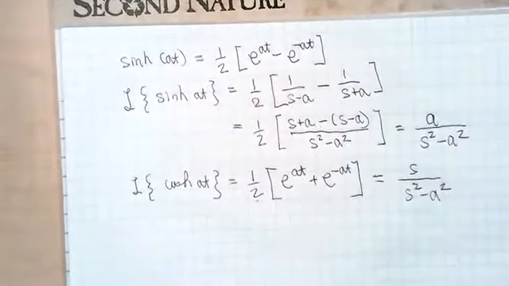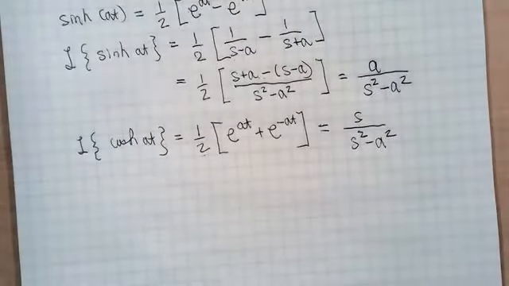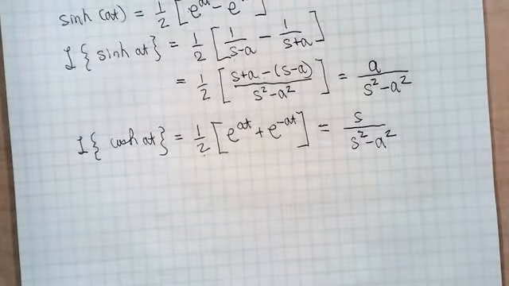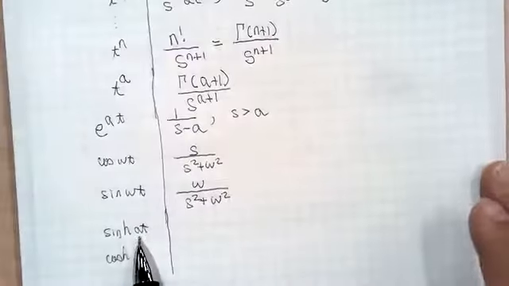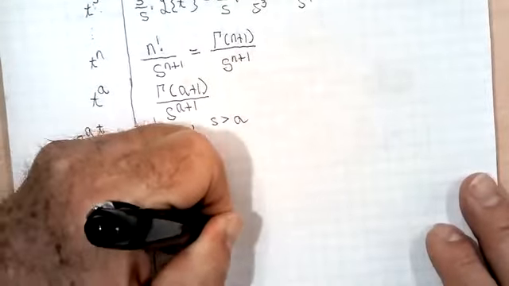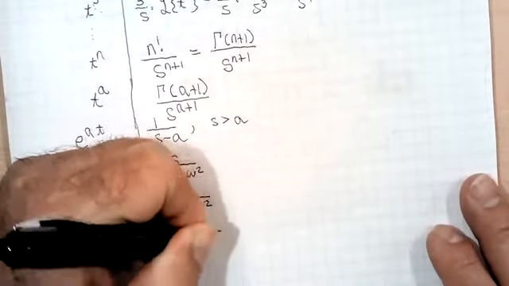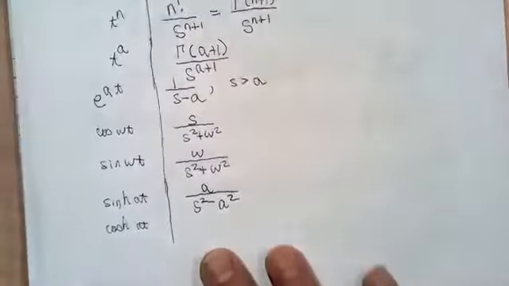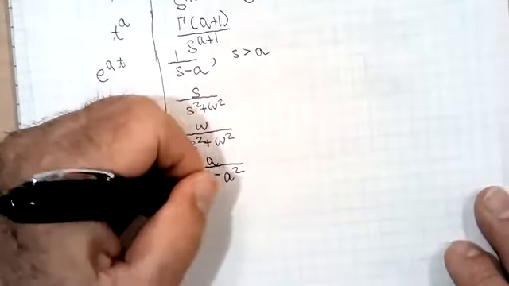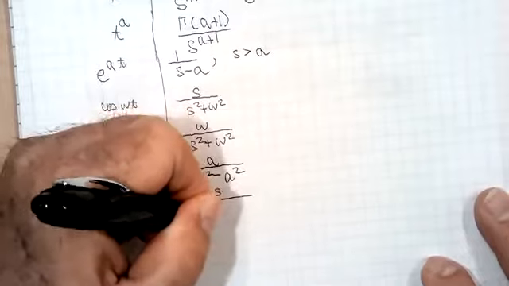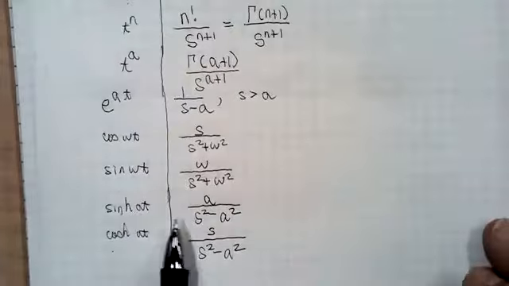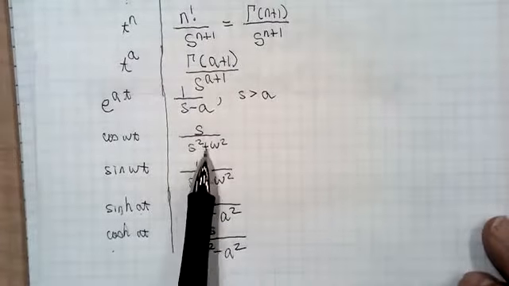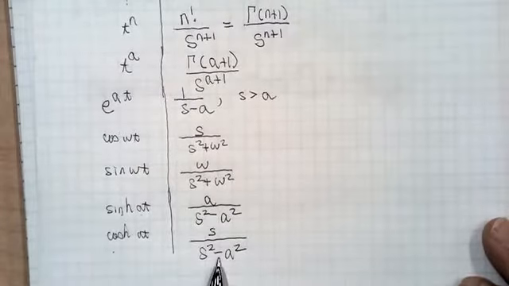And so let's copy that onto the table. Sinh of at has transform, now, sinh is an odd function, it should transform to even. So a over s squared minus a squared. And cosh has transform, well, that's even, so it transforms to odd. S over s squared minus a squared. And notice how similar those are to the sine and cosine. It's just you exchange this plus down here for a minus.